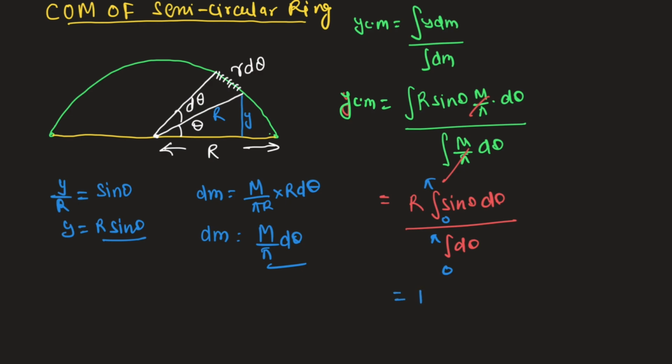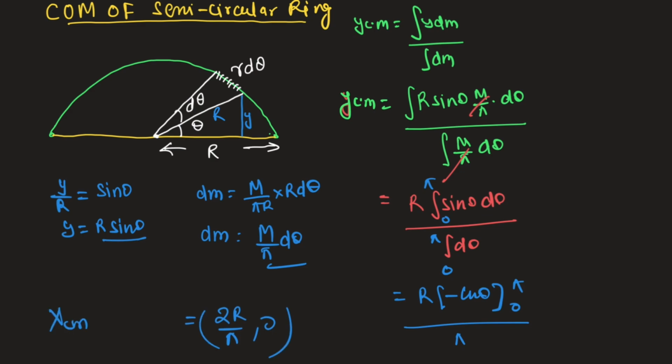So what I write is r, and the integration of sine theta is minus cos theta, 0 to pi, divided by, here I will get pi. If I solve this, I will finally get 2r divided by pi comma 0. That is xcm comma ycm. That's how we find the center of mass of a semicircular ring.